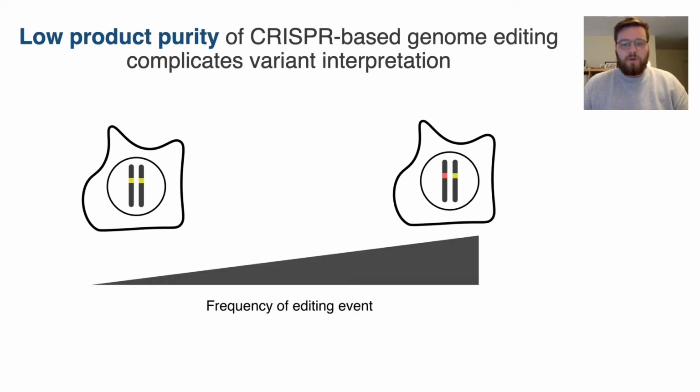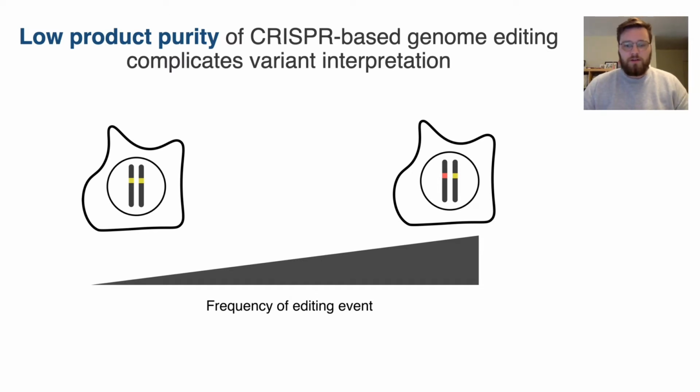The first is that with most genome editing technologies, you get really low product purity. And what I mean by that is if you have a diploid cell line, you're much more likely to find a cell where each allele has two different mutations on it than you are to find editing outcomes where both alleles have the exact same editing outcome. As a result of this, it becomes really difficult to disentangle the effect of any given mutation.